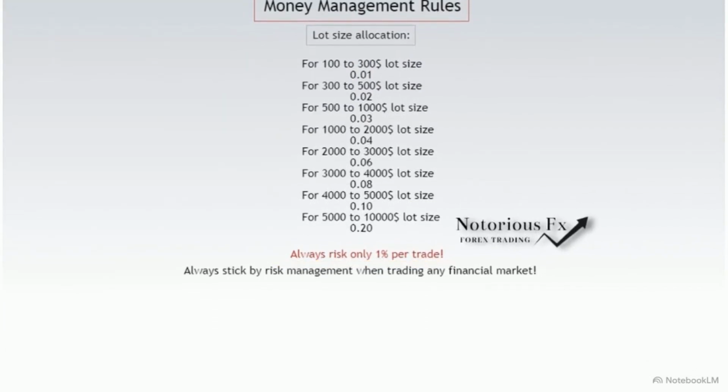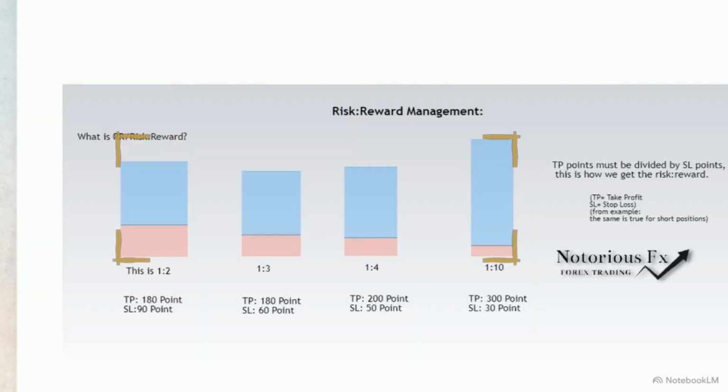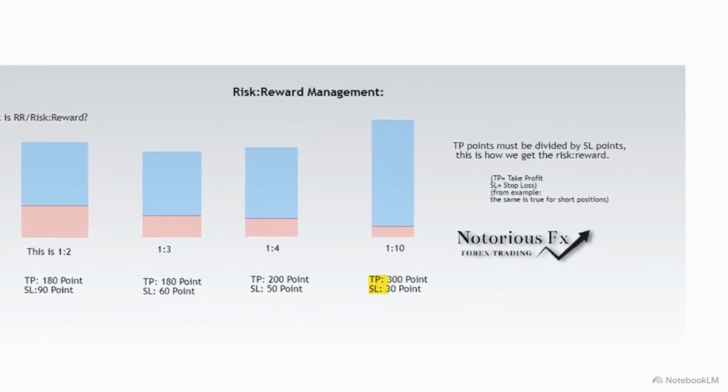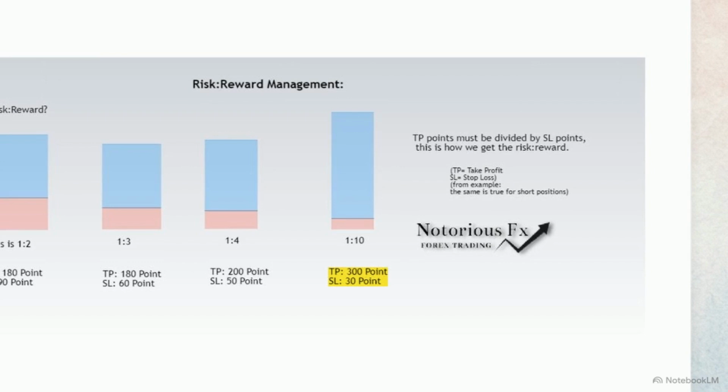Looking at this risk-to-reward graphic, the small red stop-loss blocks are dwarfed by the massive blue take-profit targets. A 1-to-10 ratio means risking 30 points to capture 300. With this math, one successful entry outweighs a series of losses.